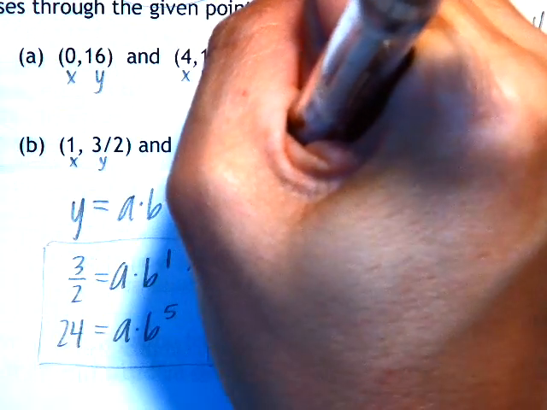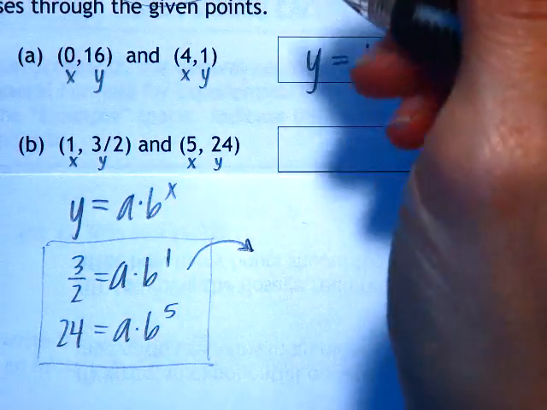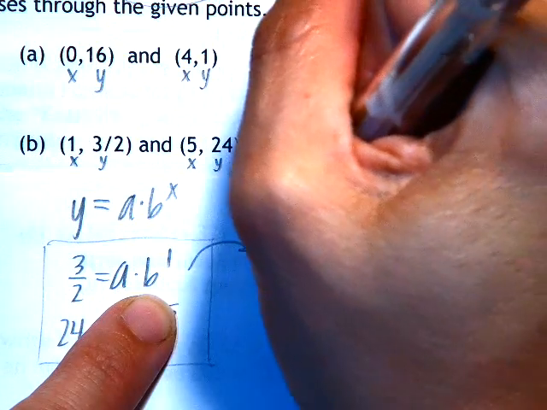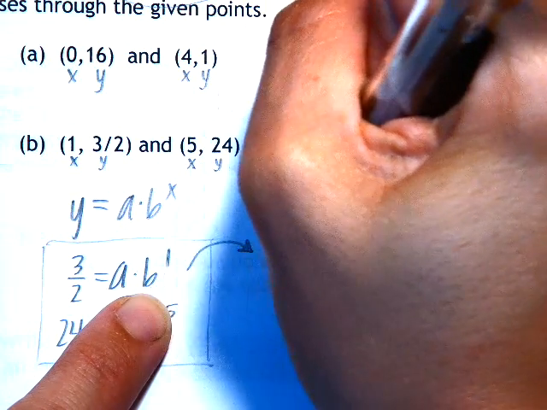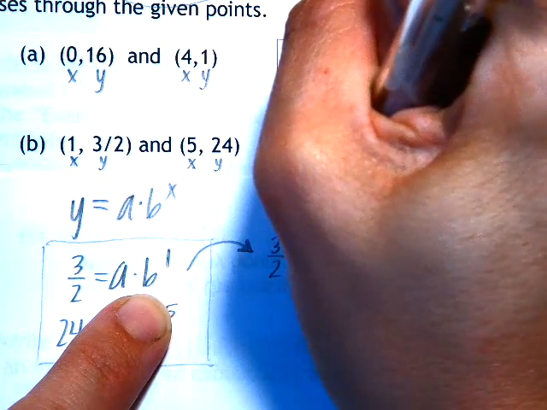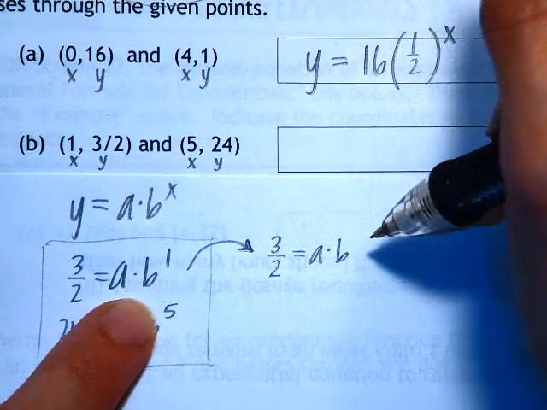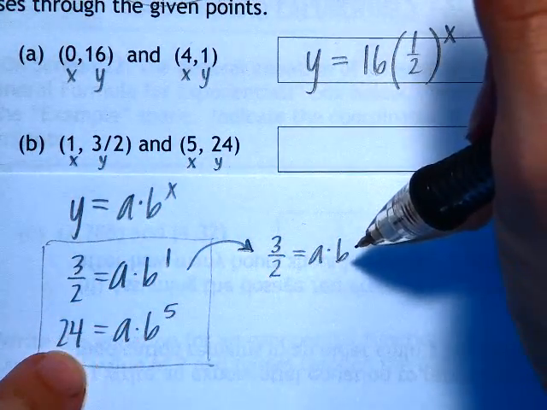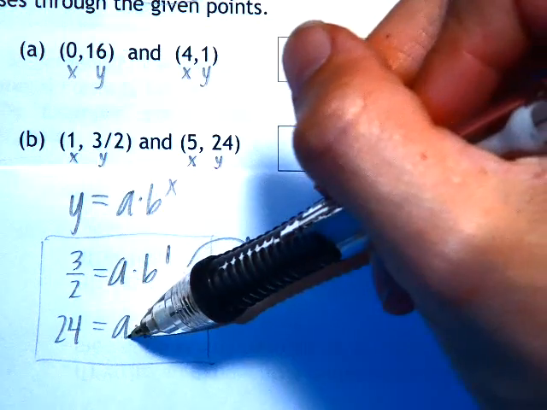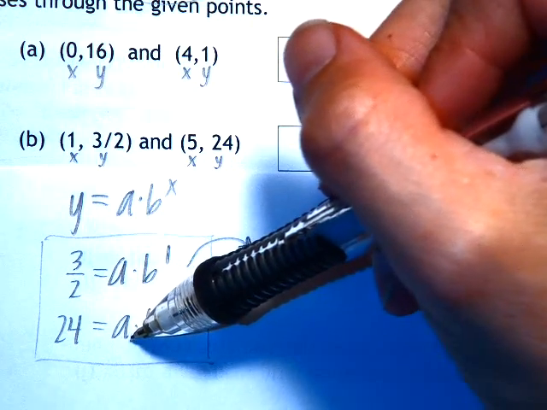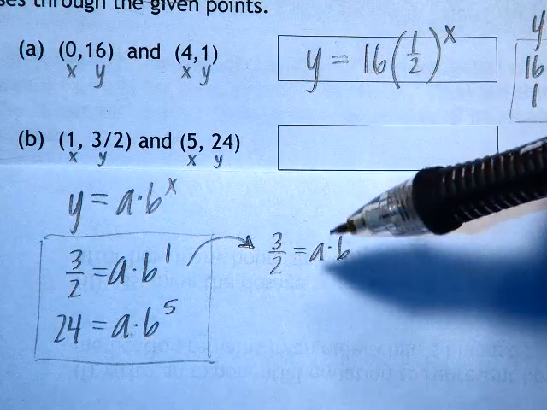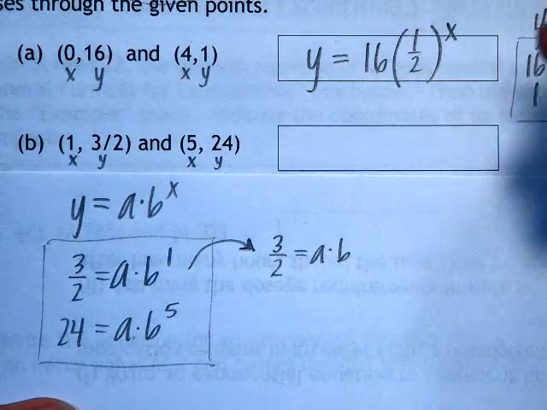So I'll start with this top equation because it looks a little bit simpler. B to the power 1 is just b. So I have 3/2 equals a times b. Now you can get either variable by itself, it doesn't matter which one, but I'm looking ahead and thinking a just looks simpler in the equation I'm eventually going to solve, so let's just solve for a and keep things as simple as we can.